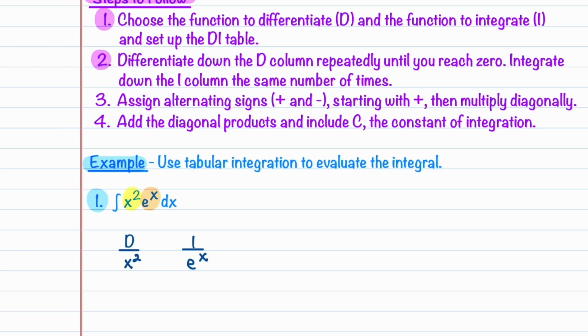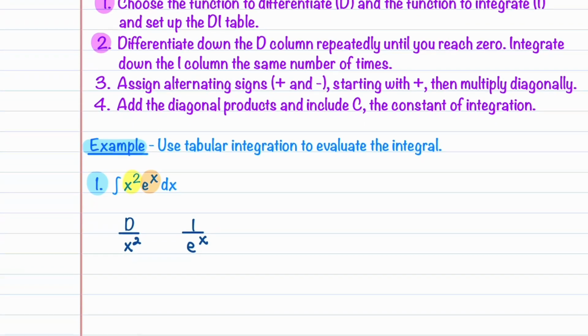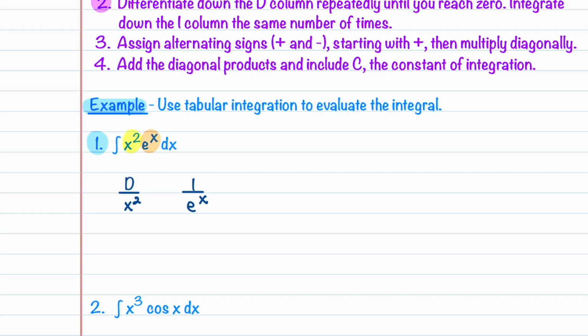Now let's go back up to the top and look at step 2. What we need to do is differentiate down the d column until we get to 0, and then we're going to integrate down the I column the same number of times. Let me show you what this looks like. The derivative of x squared is 2x. The derivative of 2x is 2. The derivative of 2 is 0. So you just take the derivatives until you get 0. And on the right-hand side, you're just going to integrate. With this problem, the integral is always just going to be e to the x. So we're going to put an e to the x for all of those.